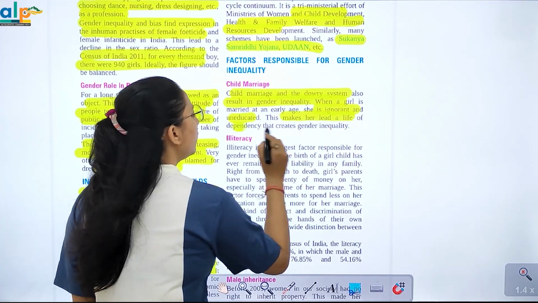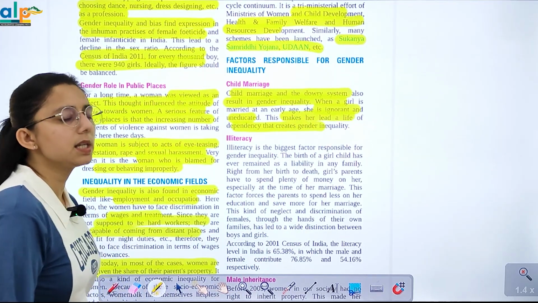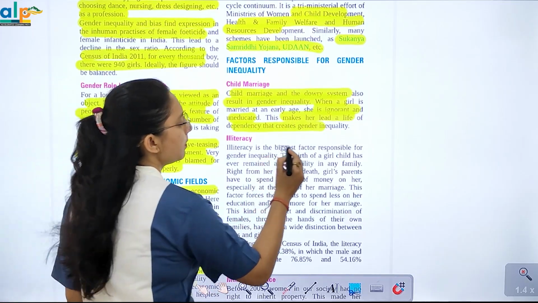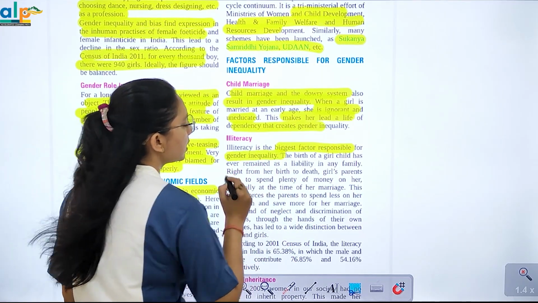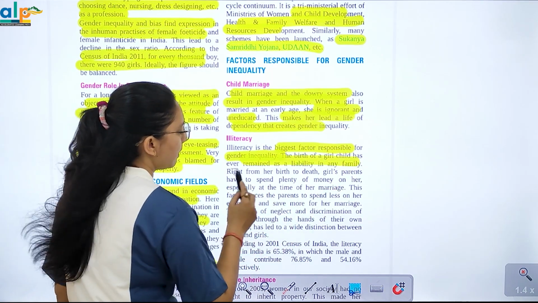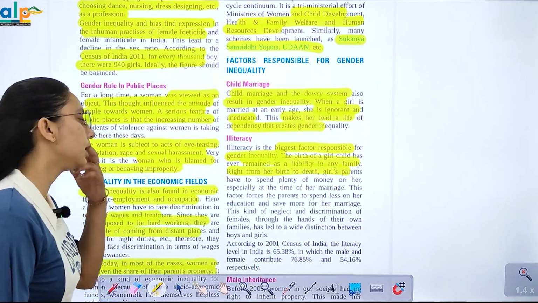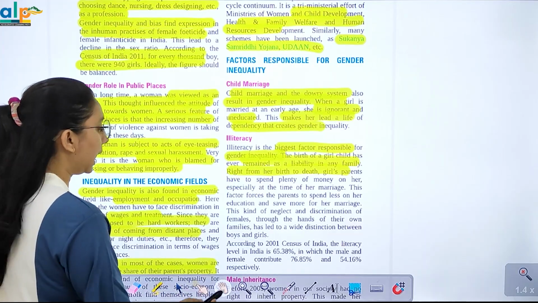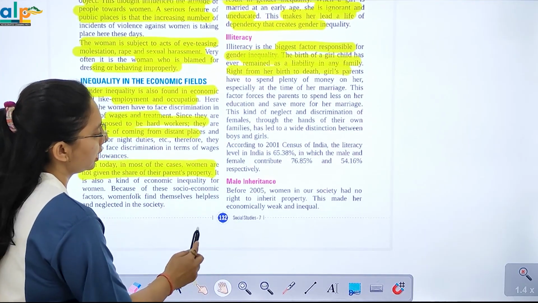This makes her lead a life of dependency, which creates gender inequality. Then we talk about illiteracy, that is the biggest factor responsible for gender inequality. The birth of the girl child has remained a liability in a family, and right from her birth to death, girls' parents have to spend plenty of money on her. So especially they feel that instead of educating her, it is better to get her married.